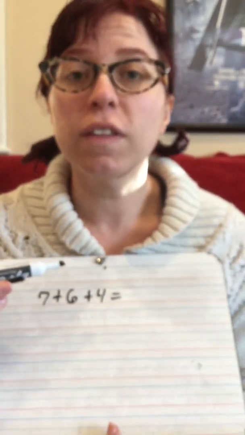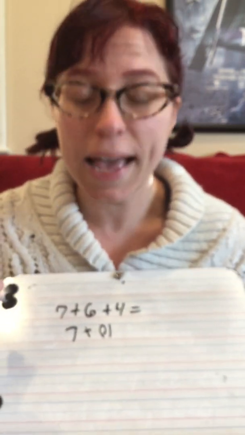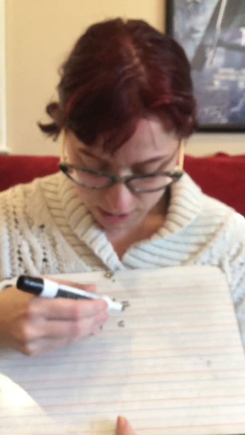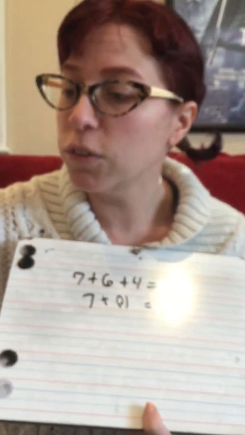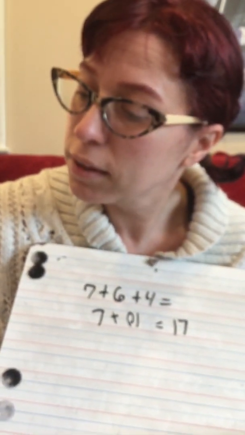Now, if you're doing this problem in your head, the first thing that you want to do is see if any of the groups make 10. 6 and 4 do. So 10 plus 7 is a lot easier to add than 6 plus 4 plus 7. So 10 plus 7 equals 17. So the answer for the first one is 17 pennies. Ta-da! So that's the basic idea of it.